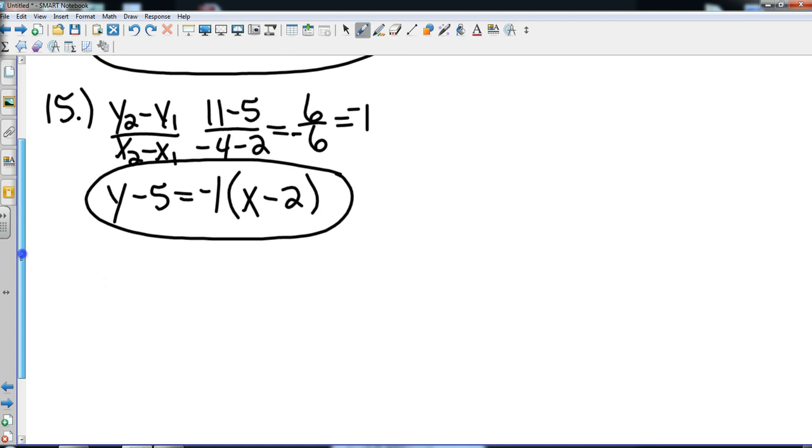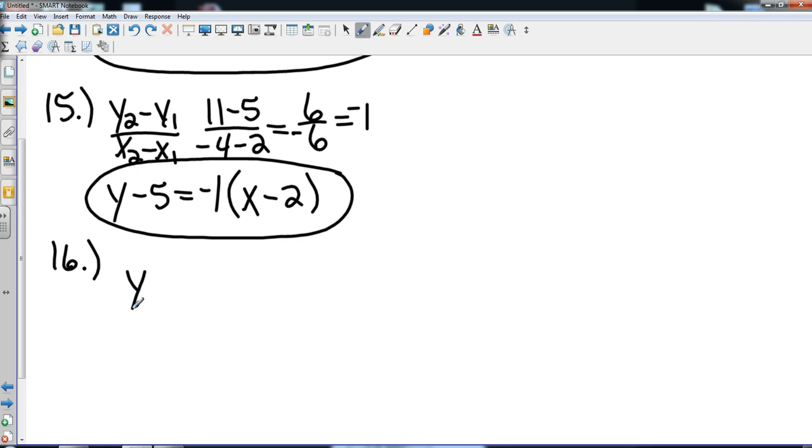So let's go to 16. 16, they gave us a little break. Okay, they gave us the slope on number 16. It's got a slope of -2. So I'm just going to kind of speed this up since we've done a couple already. We're going to do y. We're going to subtract a -3. So what does that mean? +3. We're going to take our slope of -2. And then we're going to subtract our x value.